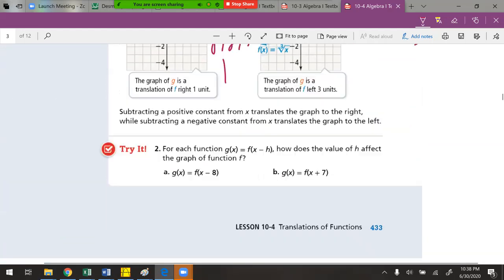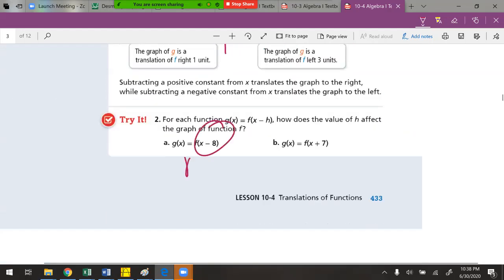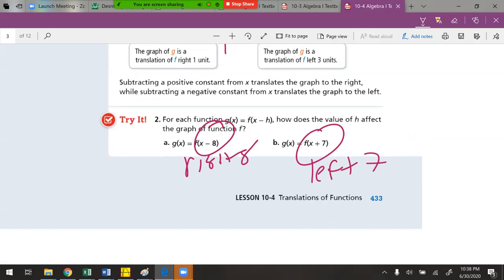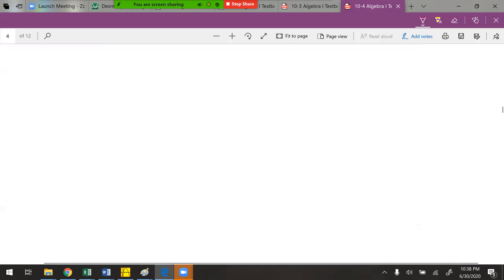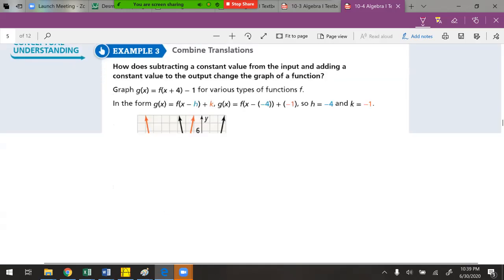Okay, let's look at the next one here. This one, right 8. And this one, left 7. Okay, very, very important. If it's inside, left and right. If it's positive, move to the right. Negative, move to the left. Okay, outside, positive, move up. Negative, move down.